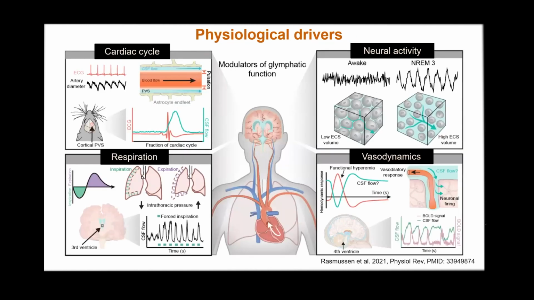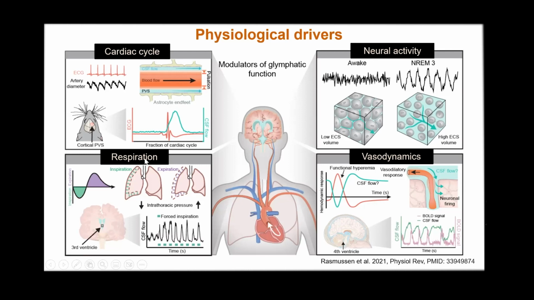So some of the physiological drivers which modulate the lymphatic function are outlined here. One being the cardiac cycle, because we know during the systolic phase of the cardiac cycle, the brain and the intracranial vasculature expands and compresses the lateral and the third ventricles. And these motions kind of force the CSF flow in a craniocaudal manner.